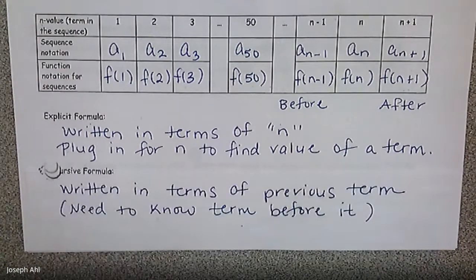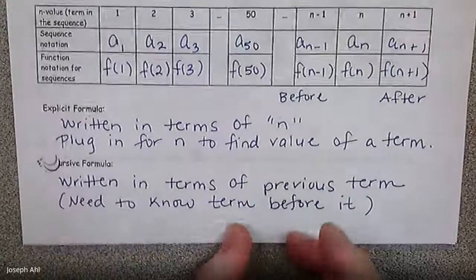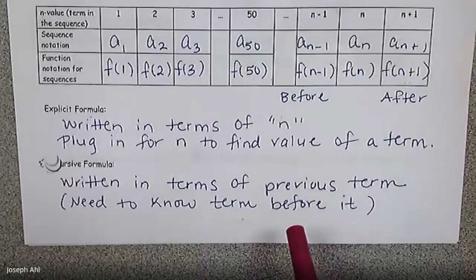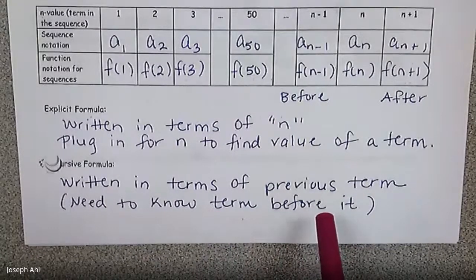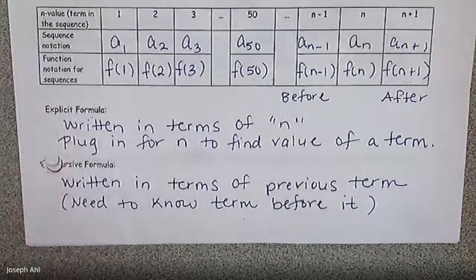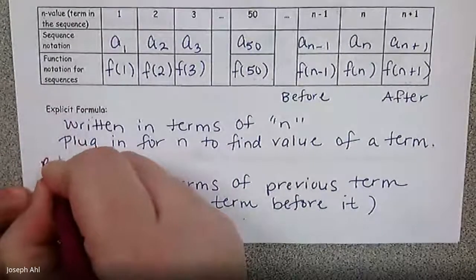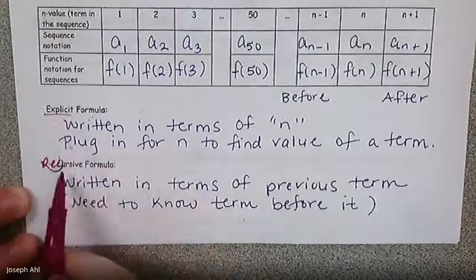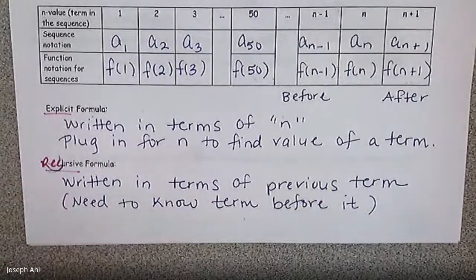So what is recursive then? Recursive is written in terms of the previous term. So when we define sequences recursively, you need to know the term that came before it in order to find the next term in the sequence. And if that's a little vague for you, it will make more sense once we actually see specific examples where we define sequences recursively. But explicit, and sorry if that hole punch is in the way, it says recursive. These are the two main ways in which we are able to define sequences.